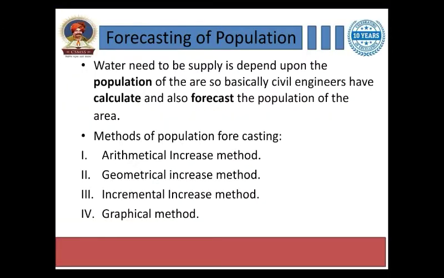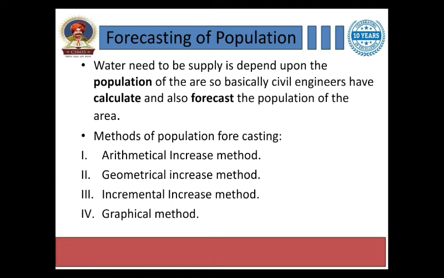So first of all, population forecasting. Population forecasting means what we call in Marathi janaganana, right? Then why do civil engineers have to forecast the population? Because they have to design a water supply scheme and supply water for the capita acquired by that area. So the water to be supplied depends upon the population of the area. So basically civil engineers have to calculate or forecast the population of the area.